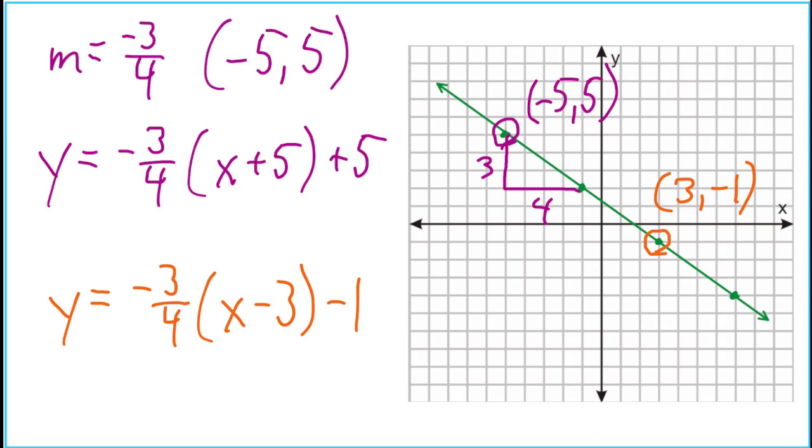So there you have it. You should now recognize when you see point-slope form. You should be able to use point-slope form to graph a line. And when you're given a line, you should be able to work backwards and write the equation in point-slope form.